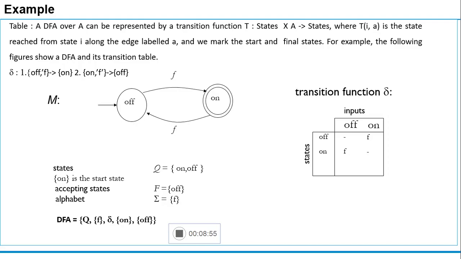If I want to represent the DFA, you have a set of states, that is Q. You have the inputs, that is going to be F. We have the delta function that we have represented already. We have a starting state that is going to be on, and we have an ending state, or we call it an accepting state, that is going to be off.